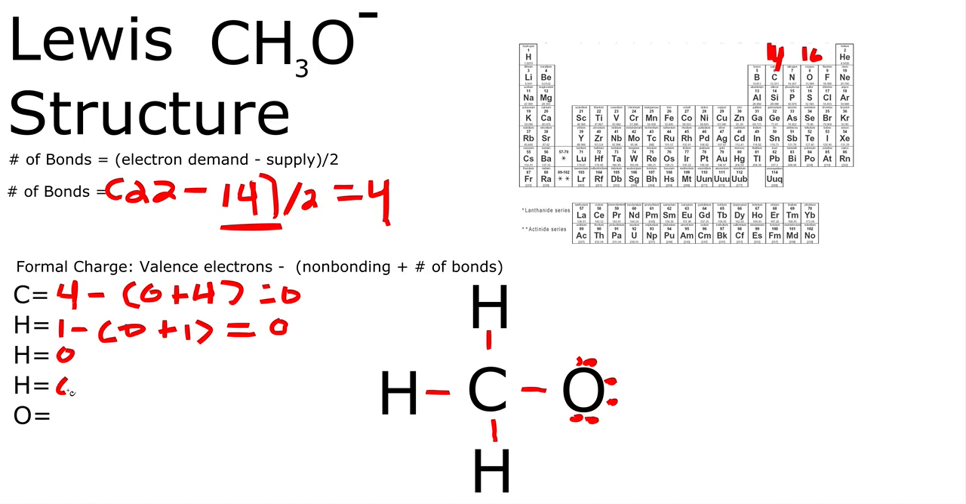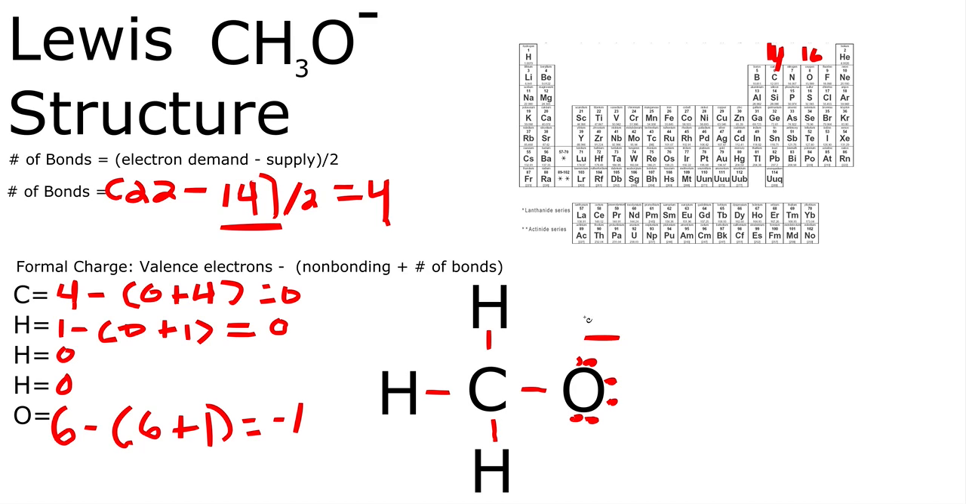So that'll save time. Oxygen is found in group 16, so 6 valence, minus how many lone pairs? We have 1, 2, 3 lone pairs, but 1, 2, 3, 4, 5, 6 total non-bonding electrons. So we put a 6 right there, plus the number of bonds. We have 1 bond, so that's going to give us 6 minus 7, which is -1, which is good. So we'll put our negative charge on the oxygen.